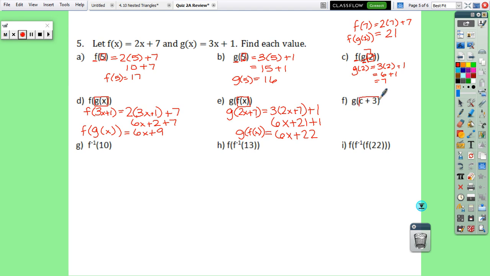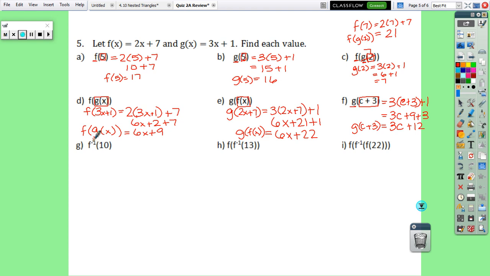So this, again, is your input. We're going to put it into the g function. So everywhere that we see an x up here, we're going to replace it with a c plus 3. So 3 times c plus 3 plus 1. Distribute and combine your like terms. So 3c plus 9 plus 3, 3c plus 12. So g of c plus 3 is 3c plus 12.